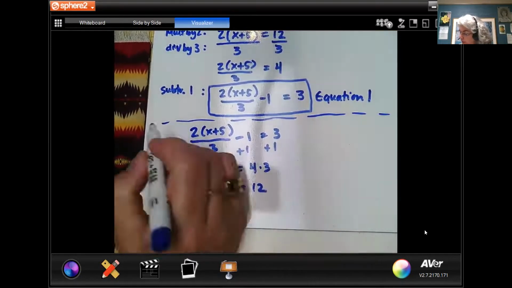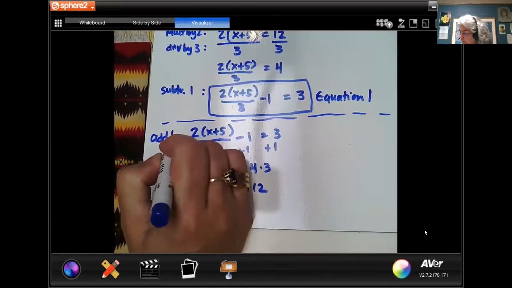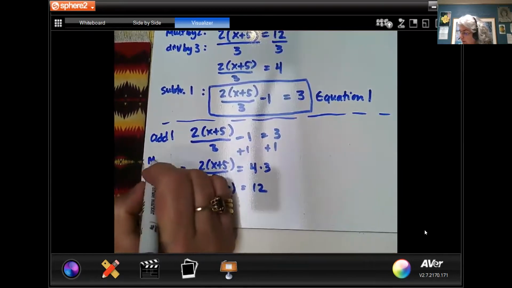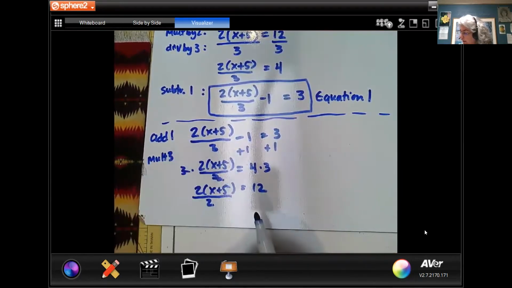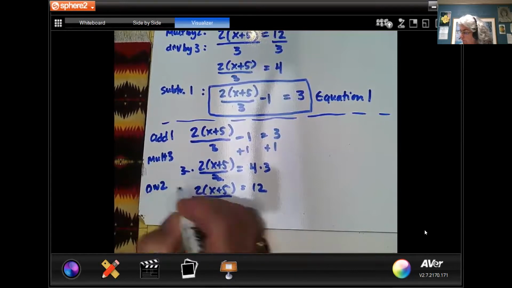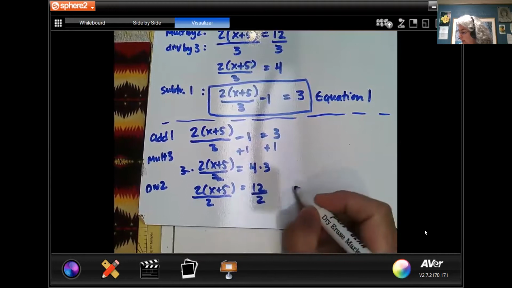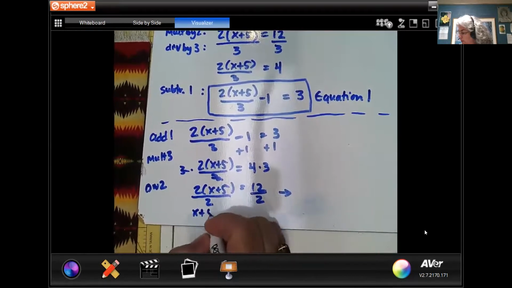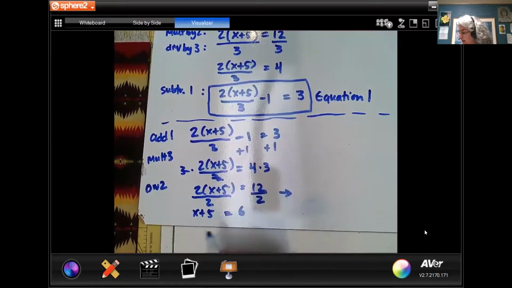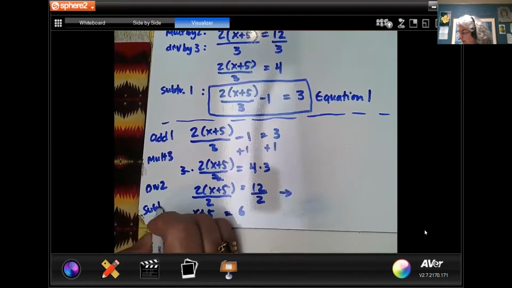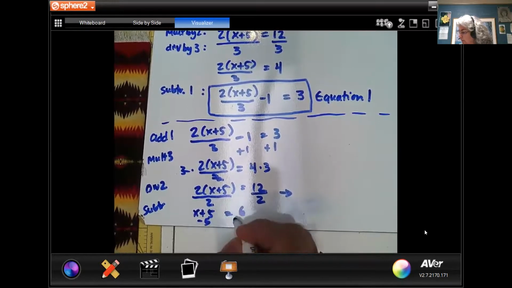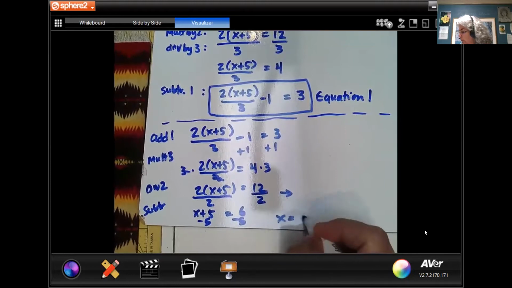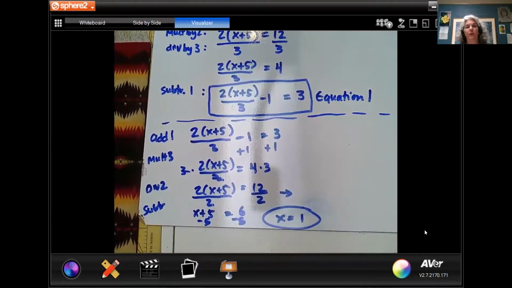So here what I did was I added 1, I multiplied by 3, and then I divided by 2, and I get x plus 5 equals 6, and then I subtract 5. So 6 minus 5, and I get x equals 1, which is what I started with, okay?